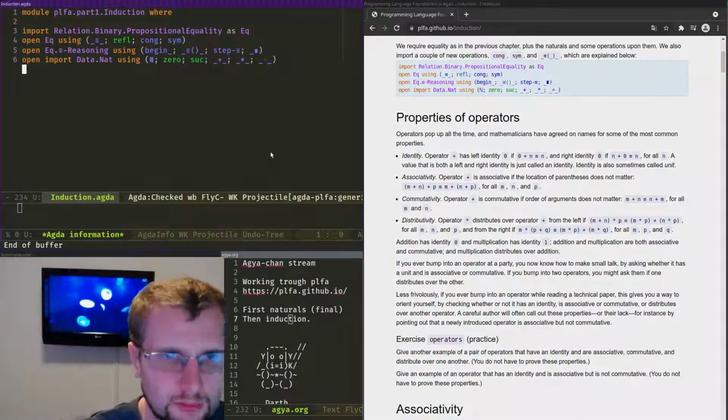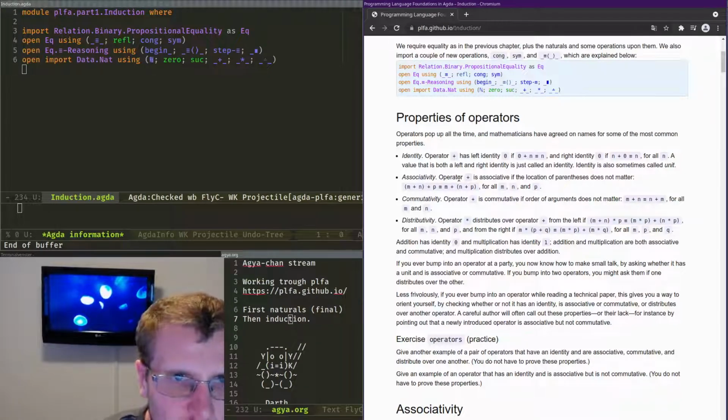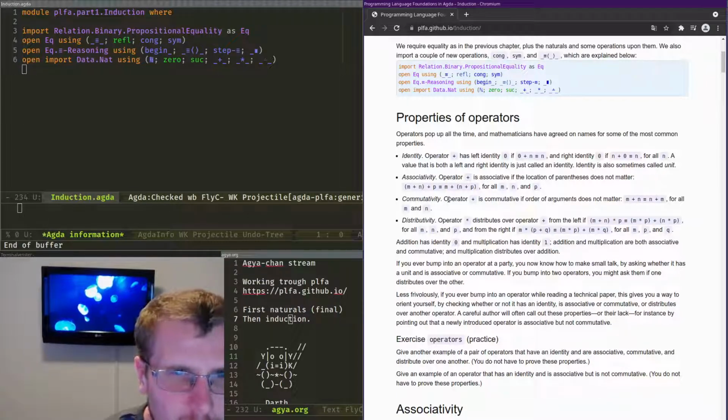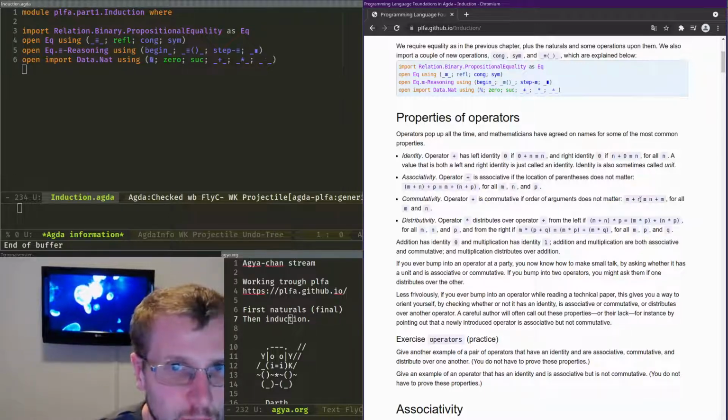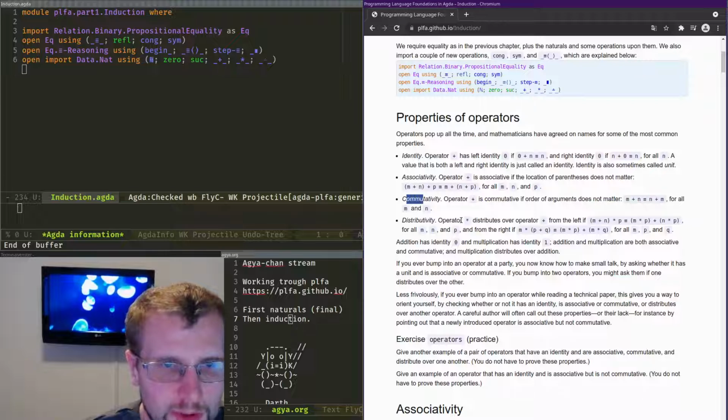Scaling matrix. Anyway, associativity. Operator plus is associative if the location of parentheses does not matter. m plus blah blah blah. Yeah, that's the one we're familiar with from semigroup. Commutativity. Operator plus is commutative if you can commute across the operator. So look at the m being on the left side and the n on the right side. They flip sides. So n commutes over the operator. That's the proper way of explaining it. Or it does not matter. But you could also use the word commuting.